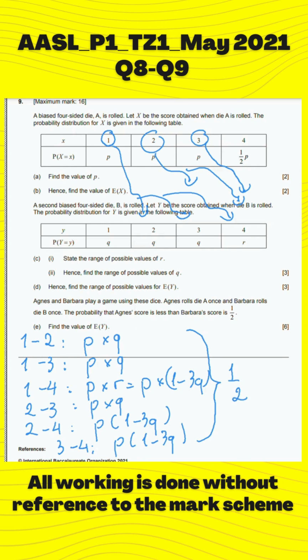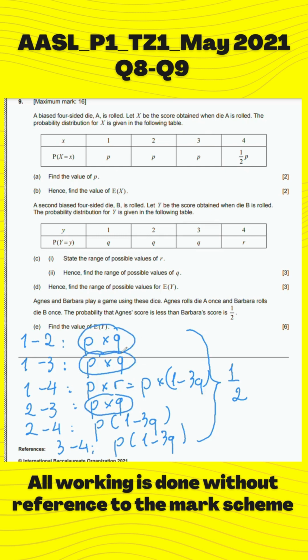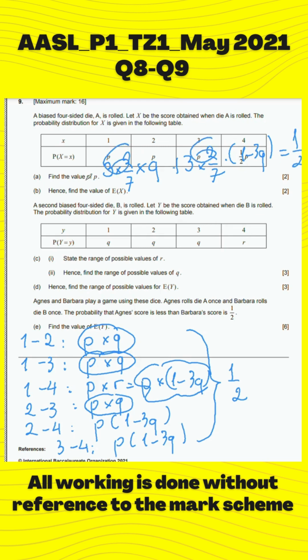Now let's evaluate. So we have 1 pair, 2 pair, and 3 pair of P times Q. So that means 3P, which is 2/7, times Q, plus 1 pair of this. So it will be 3 times 2/7 times (1 minus 3Q). We will call it 1/2. This will be 6/7, 6/7. So I divide everything by 6/7. So I have Q plus (1 minus 3Q) will equal 1/2 divided by 6/7, or multiplied by 7/6.